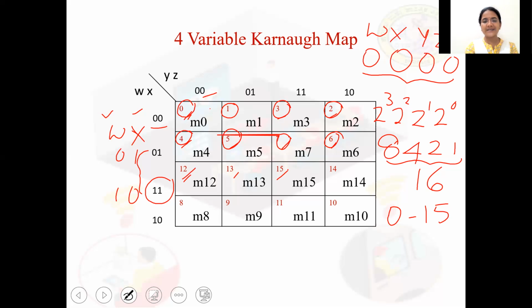Next, 1110 is 14, 1000 is 8, 1001 is 9, 1011 is 11, 1010 is 10. In this way, we have to write a 4 variable K-map. The 4 variable K-map has symmetry. We are using 2 variables for the rows and 2 variables for the columns.